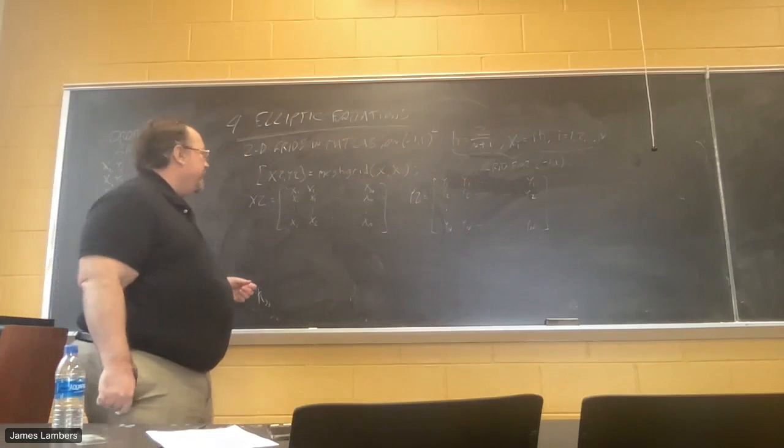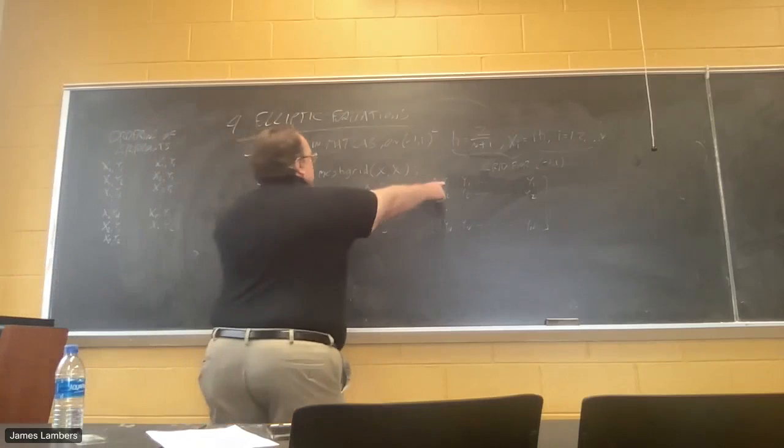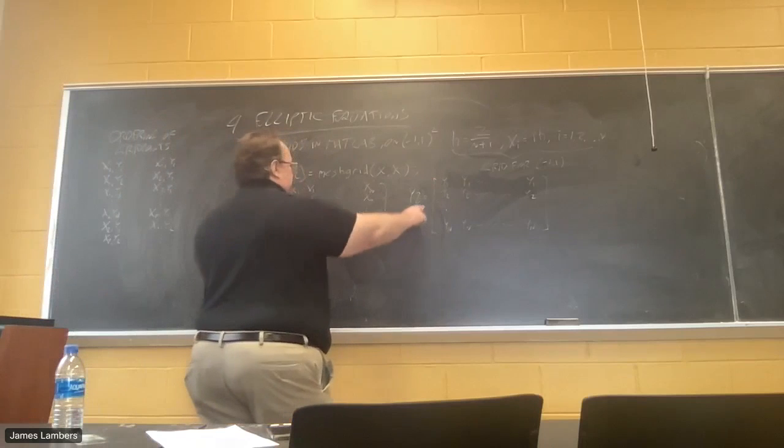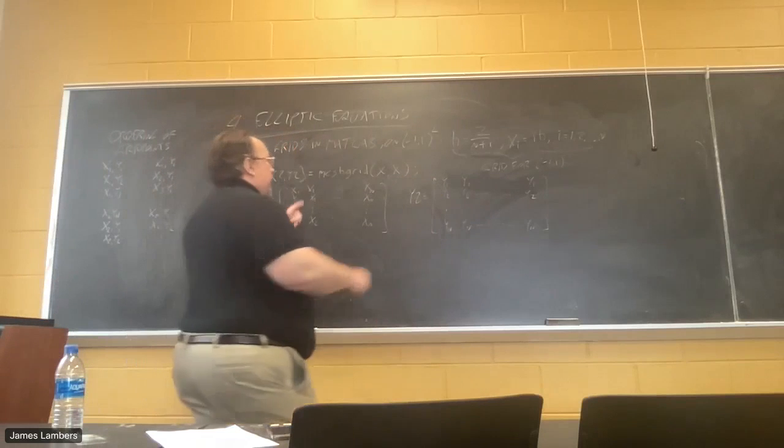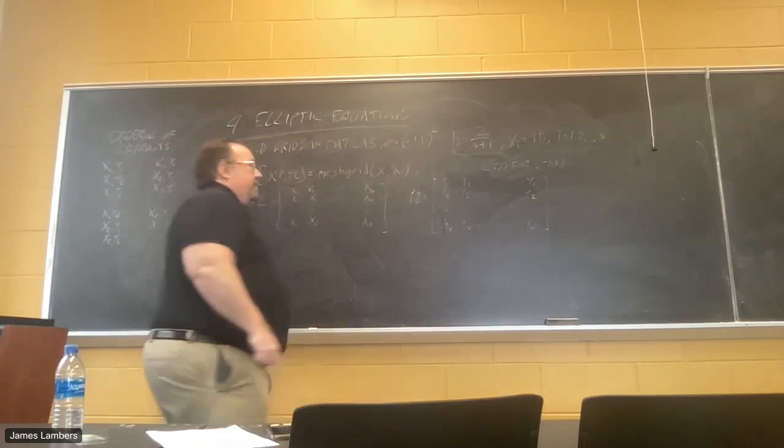So your grid points would be x1, y1, x1, y2, and so on, going down the first column, and then over to the second column: x2, y1, x2, y2, etc.